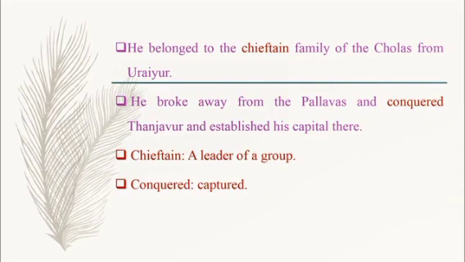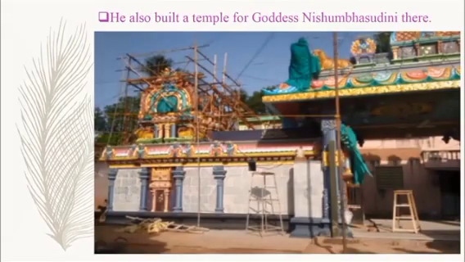Vijayalaya belonged to the chieftain family. So, what is meant by chieftain? Chieftain means a leader of a group of the Cholas from Urayur. He broke away from the Pallavas and conquered. So what is meant by conquered? Conquered means captured Tanjavur and established his capital there. He also built a temple for goddess Nishumba Sudini there. Here we can see the picture of the temple.